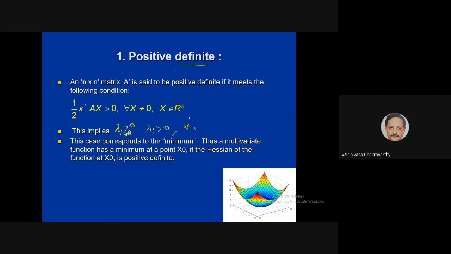And the corresponding Hessian, so if you look at a general multivariate function, and if you want to know whether at a given point where the gradient is zero, the function has a minimum or a maximum, right? It has a minimum at that point x naught where the gradient is zero, if the Hessian at that point is positive definite. So this is how we apply the concept of positive definiteness to the Hessian of the multivariate function at a given point, to find out if it is a minimum or a maximum. If the Hessian is positive definite, then the function has a minimum.